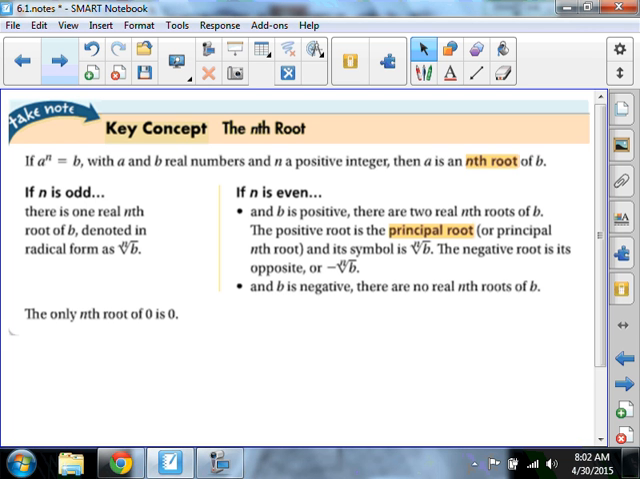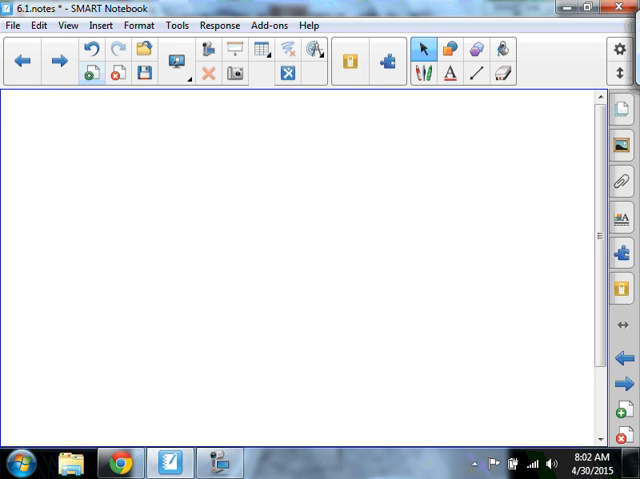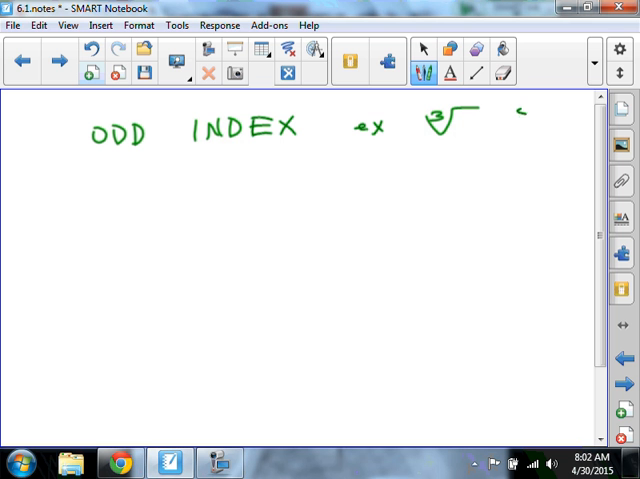this key concept page has a lot of good information, but it's kind of confusing. Let me just summarize it for you. If we have an odd index, for instance the third root of something or the fifth root of something, that's how it's read. It's an index of 3 or an index of 5. It's read the third root of, the fifth root of.